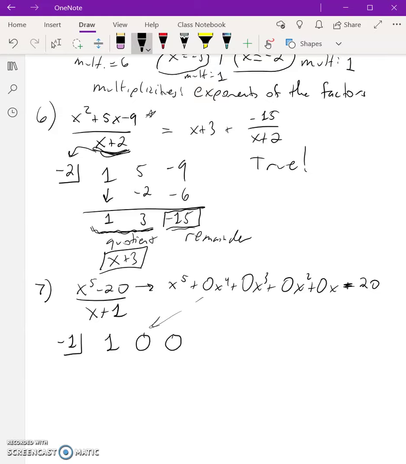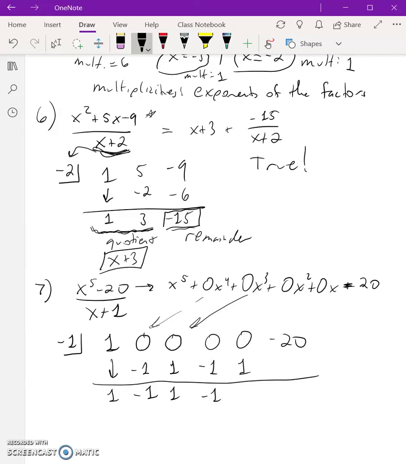So we have that 0 goes there, that 0 goes there, we have another 0, and we have a negative 20. So we have our x to the 5th, x to the 4th, x cubed, x squared, x, and then our constant term. We drop down our first number, we multiply, we add, we multiply, we add, we multiply, we add, we multiply, and we add, and then we multiply here, and we get a negative 21. Remember, we were just asked for the quotient for this question, so we're just looking at these terms. This corresponds to x to the 4th minus x cubed plus x squared minus x plus 1, and so this is what our quotient would be in this case.